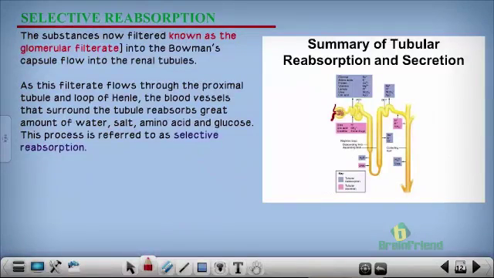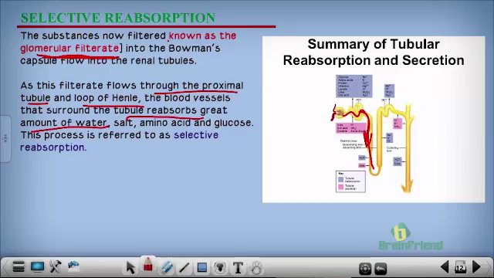This filtered plasma travels down through the tubes. Remember, we called them the renal tubes. This filtered plasma is known as the glomerular filtrate at this point. This filtrate goes down through the renal tubes, through the proximal tube and the loop of Henle.